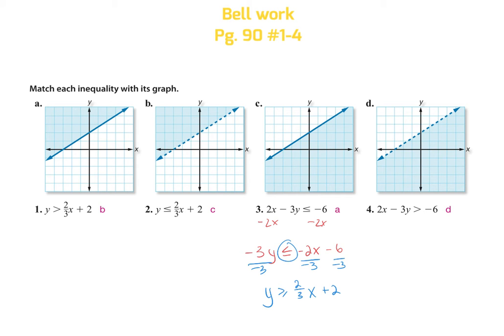You would end up moving the 2x over, dividing by a negative, so you would have gotten y, and this would have flipped to less than 2/3 x plus 2. And so then you can see they're all different. You have a greater than, a less than or equal to, a greater than or equal to, and a less than. And then you can very quickly see which one goes where.